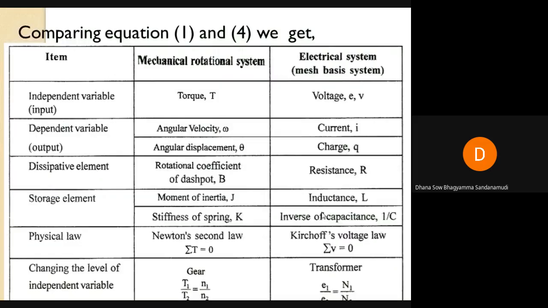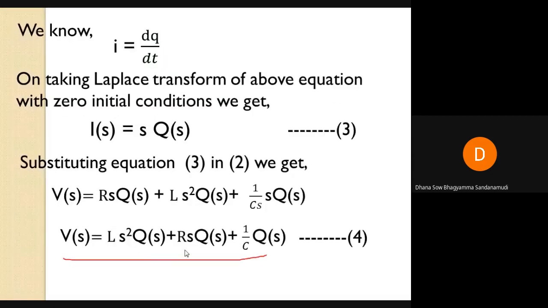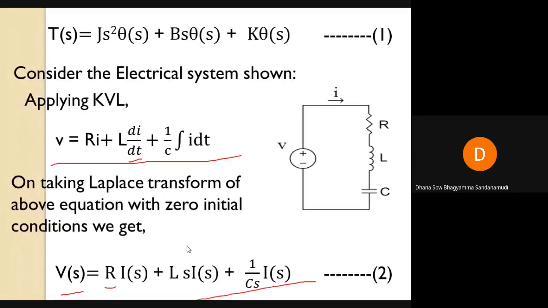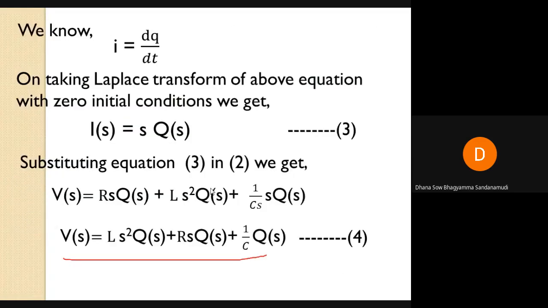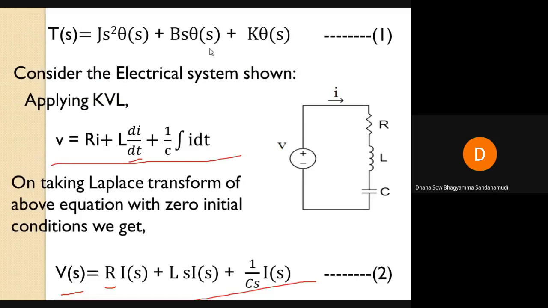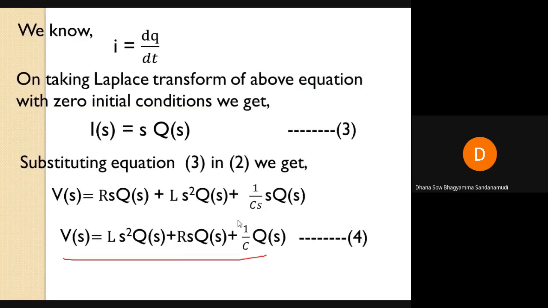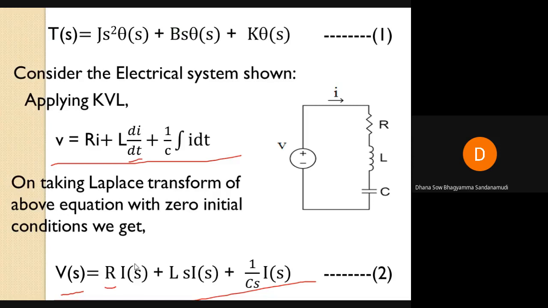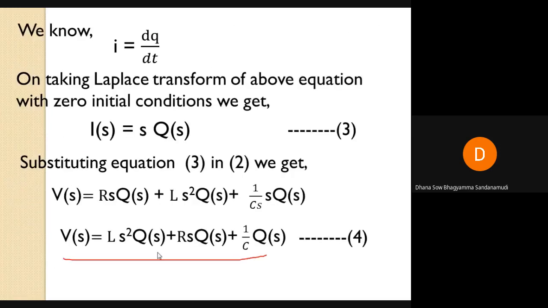Now this equation is similar to your equation number 1. J s square theta(s), L s square Q(s), B s theta(s), R s Q(s), K theta(s), 1/C Q(s). So based on this, what is understood? T(s) is analogous to V(s).